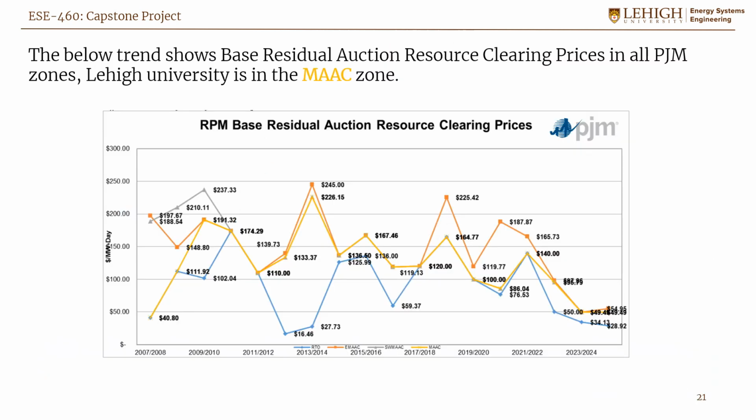This trend shows the variation in energy prices in different zones. The yellow curve shows the Lehigh University zone. The curve shows that the charges per megawatt per day change. When prices go high, it means a potential saving in the capacity and transmission charges by reducing loads during peak load and during grid node congestion.